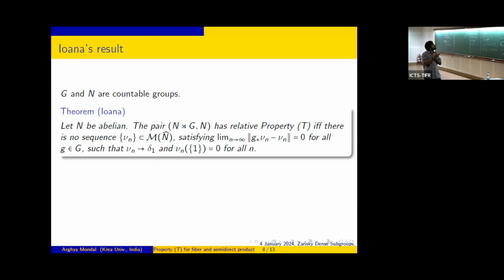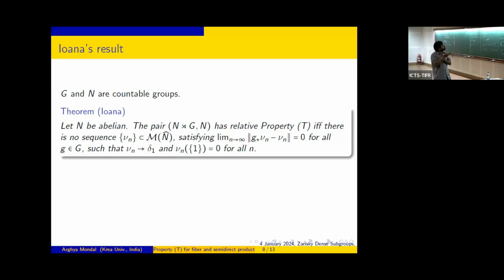Then let us move on to relative property T. Now I am not assuming that G has property T. I am just asking the question: when does the semidirect product, with the normal part N, have relative property T? And there's a very nice result of Ioana, which says that in this case also, it is enough to look at representations of N and the G action on it. You don't need to look at the representations of N semidirect product G.